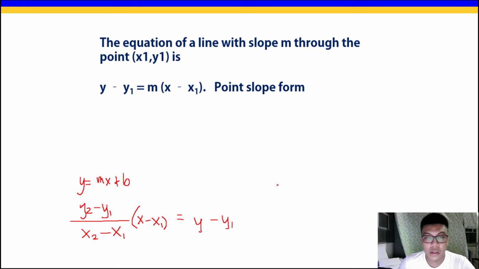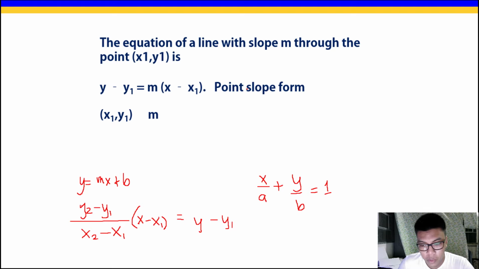Okay, so meron din namang intercept form. So ito yung ating intercept form. So x over a plus y over b is equal to 1. Okay, so this is the intercept form. So dito, yung ating minimum requirement to form an equation of a tangent or a normal line is a point, or x sub 1, y sub 1, yung components ng ating point, and a slope.